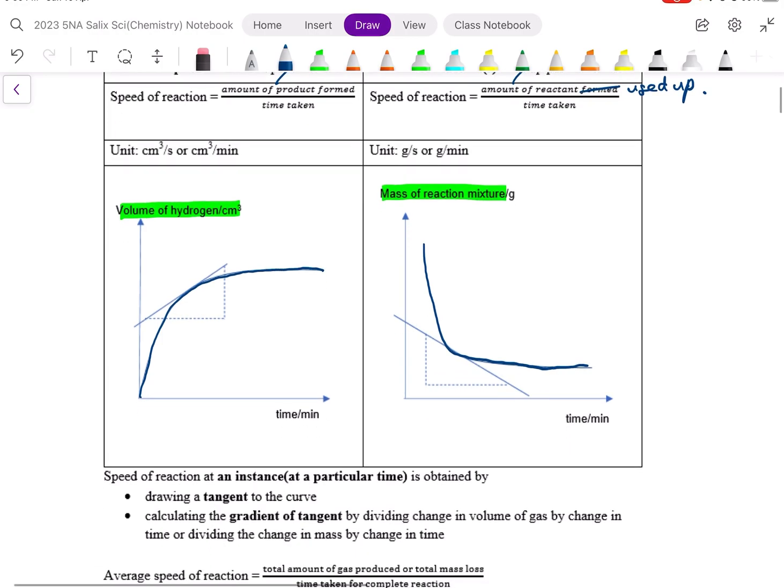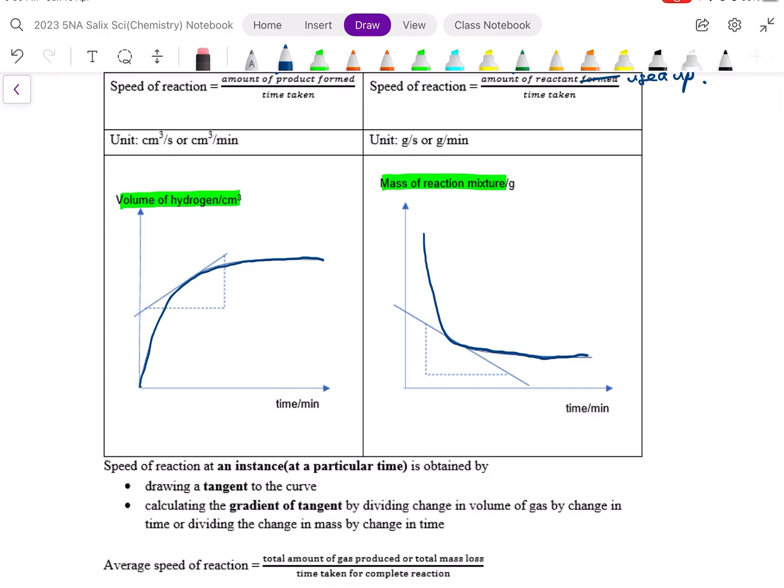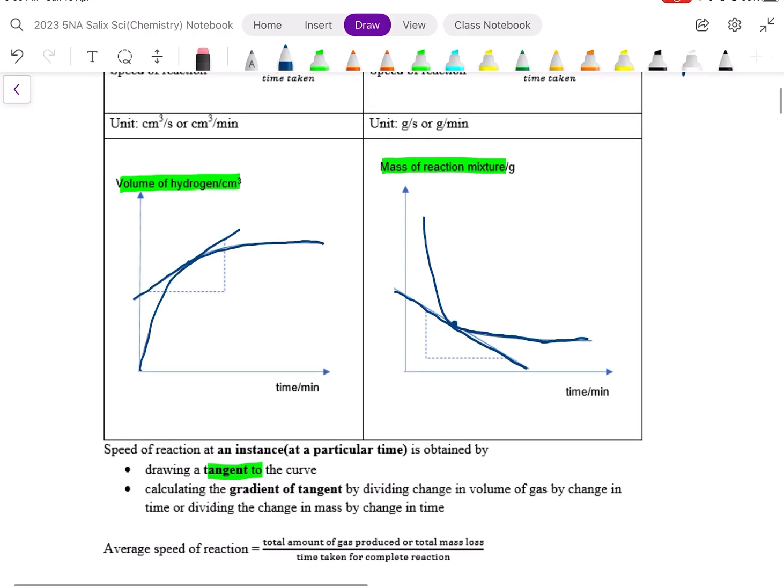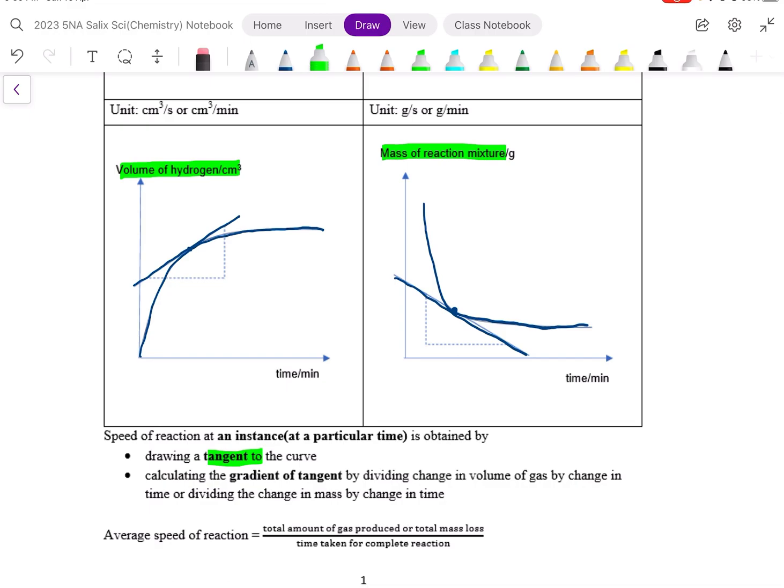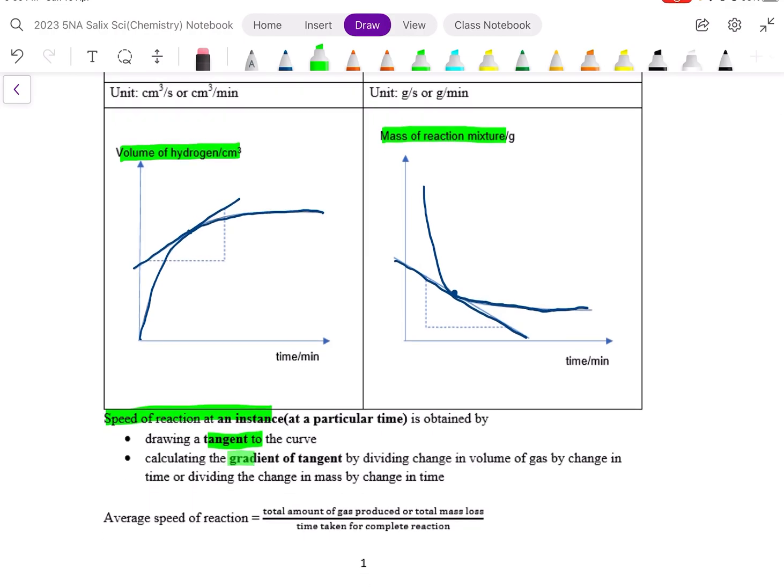The speed of reaction at an instant is obtained by drawing a tangent to the curve. I hope you all know what a tangent to a curve is. That means you pick a point and then you draw a line that just touches the point. Likewise, when it's a mass of reaction mixture, you also can draw such a tangent to the curve. Then you can calculate the speed of reaction at that instant, at that particular time, by calculating the gradient of the tangent.